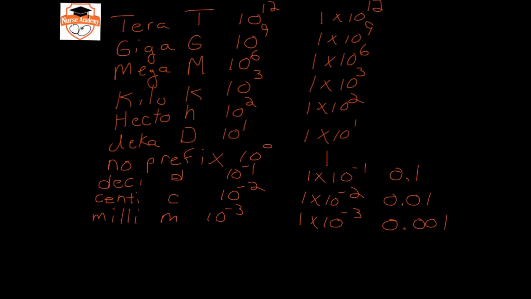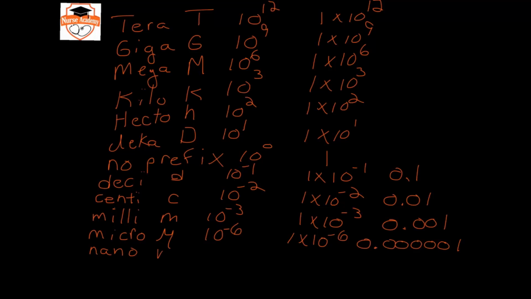Next, we have micro, which is represented by a Greek mu symbol, and that's 10 to the minus 6th, or you could write it 1 times 10 to the minus 6th, or 0.000001. So 5 zeros and a 1 would be 1 times 10 to the minus 6th. Followed by nano, which has the abbreviation of N. That's 10 to the minus 9th, or 1 times 10 to the minus 9th.